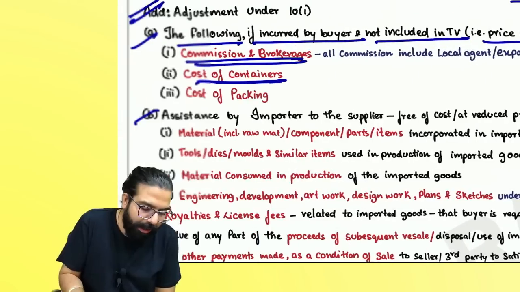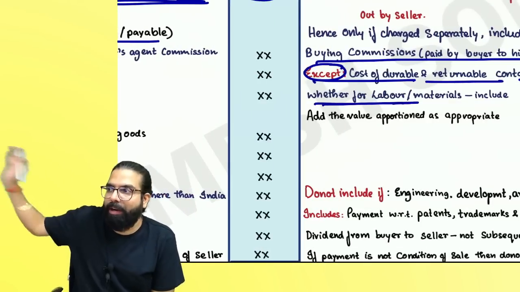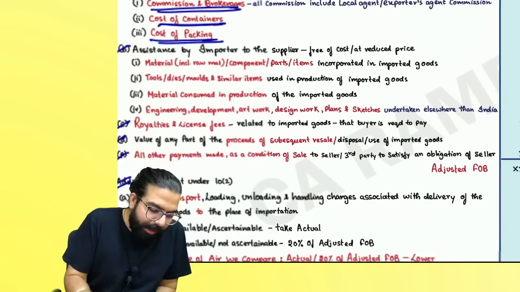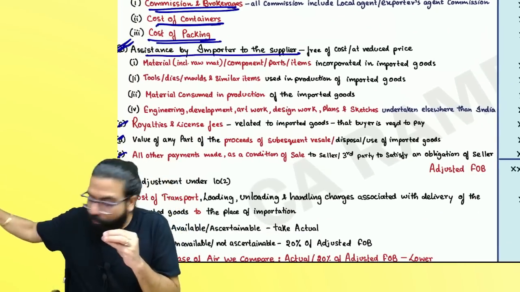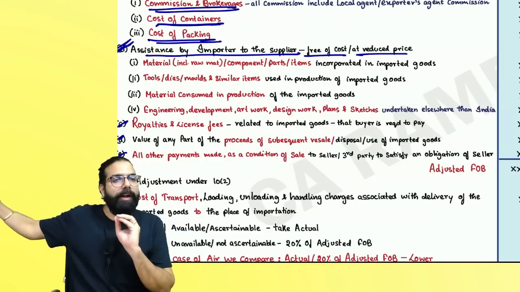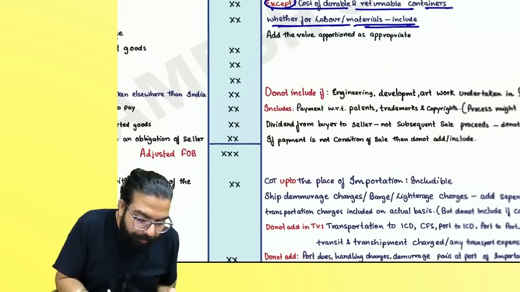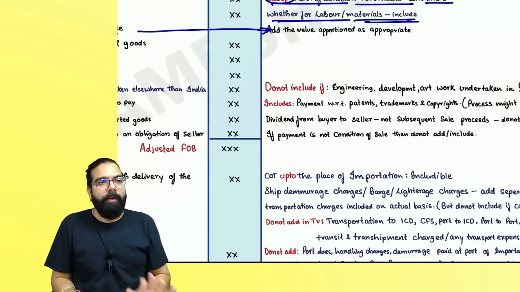The next one over here is cost of packing, to be included. Remember, whether the packing cost you are paying is for labor or material, that is to be included. The next one over here is any assistance given by the importer, supplied free of cost or at reduced price, to whom? To the exporter. Then they are telling over here, please include, please add the value as apportioned. Please apportion and add. Are we clear, everyone?